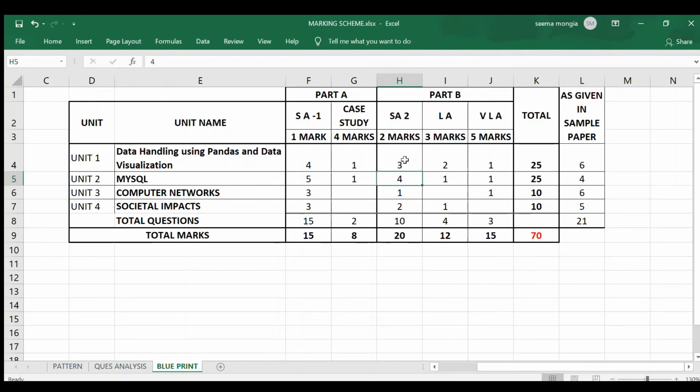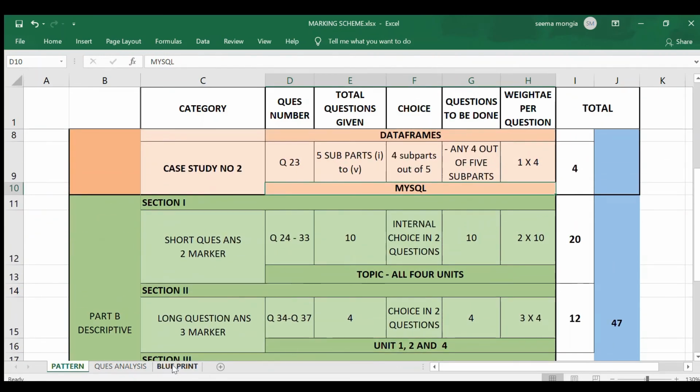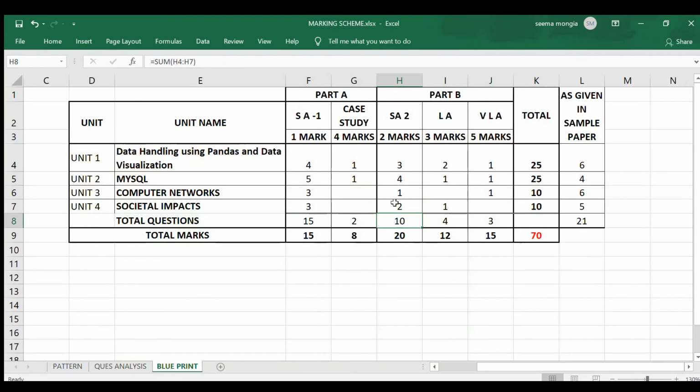So these 2 marker questions are divided like this, and the total number of questions will be 10. As I told you in the pattern also, there will be 10 questions of 2 marks each, and accordingly they are divided like this. Now coming on to the case studies, there will be only 2 case studies of 4 marks each. One question from pandas and one question from MySQL, that comes out to 8 marks.